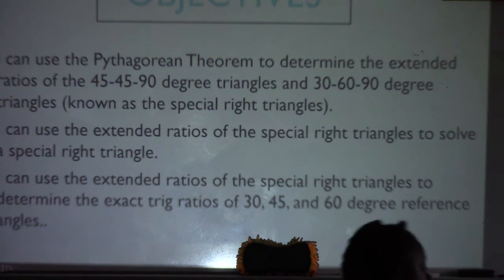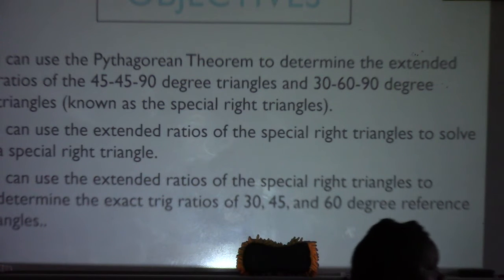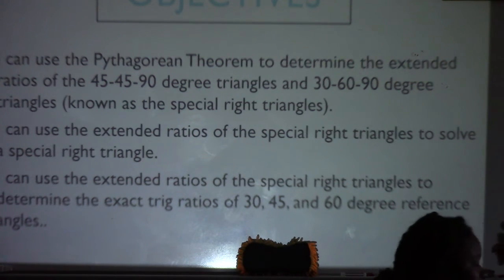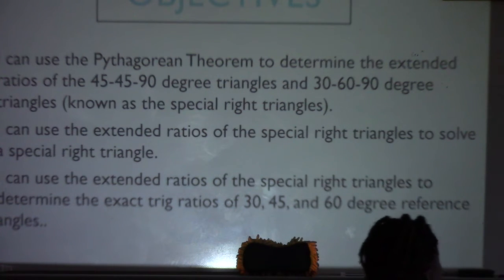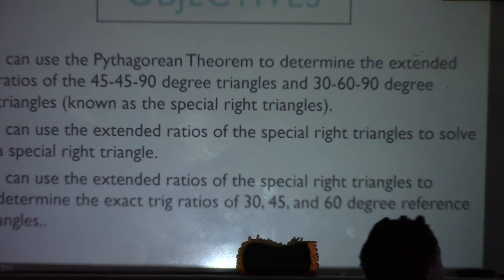These two triangles will show up. Austin, pay attention. These two triangles will show up throughout the rest of the math that you do. Especially if you make it to pre-calculus, but definitely in Algebra 2 with stats. So, we want to be able to use the extended ratios of the special right triangles to solve a special right triangle. What do I mean by solve a triangle?